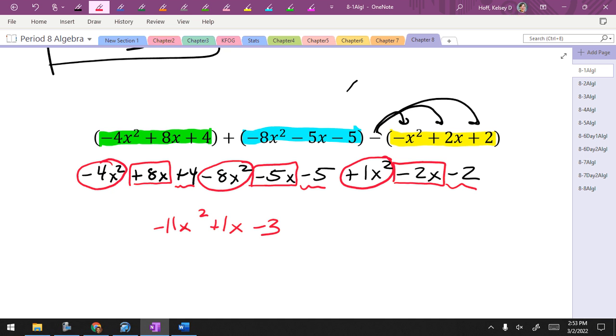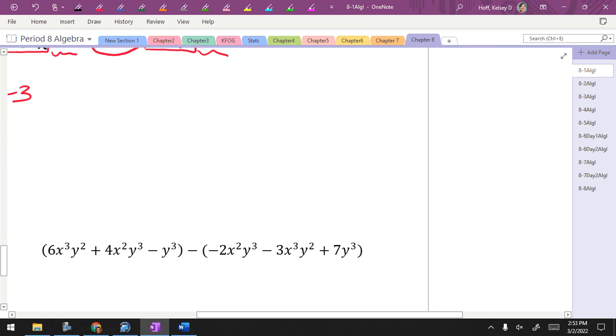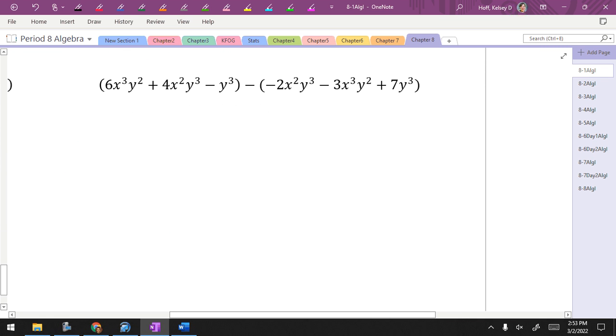I got negative 11x squared plus 1x minus 3. And the nice thing is, it ended up in standard form already, right? Okay. So how could you make this any harder? Let's go to the bottom right. It's different. There's more variables than just one, right? So now if we're going to talk about like terms, every variable and exponent have to match to put them together.